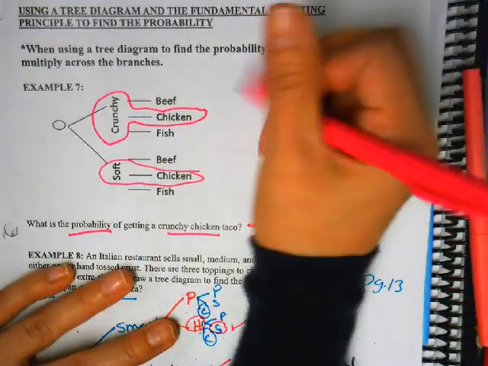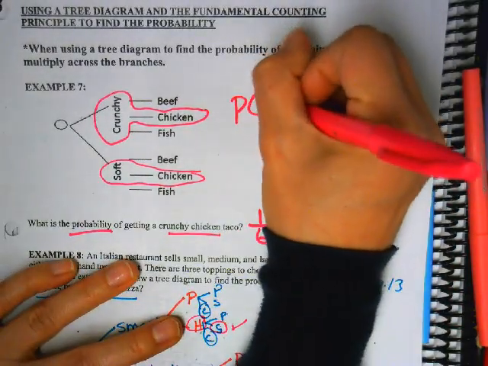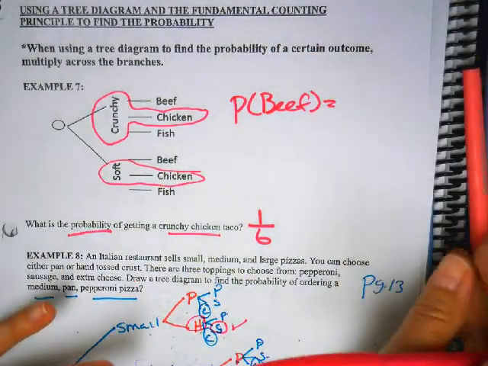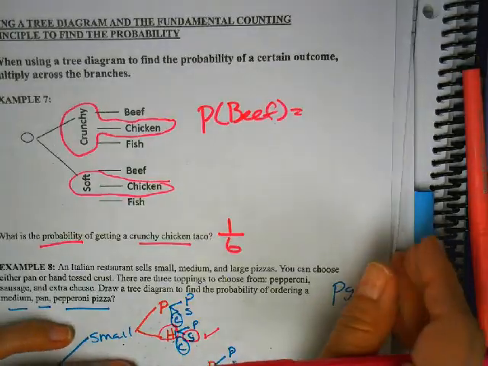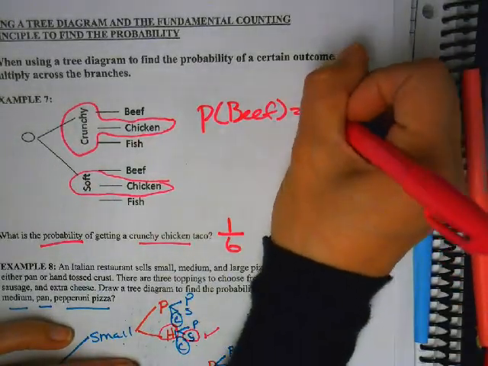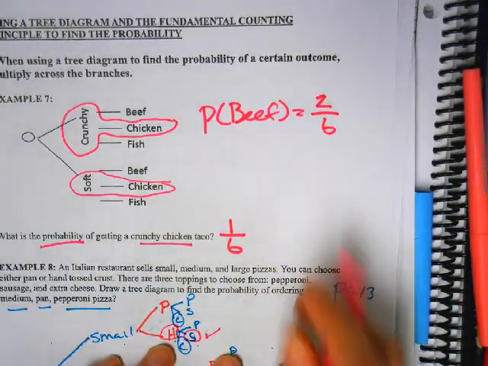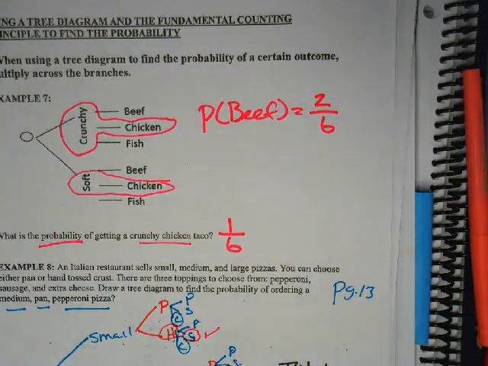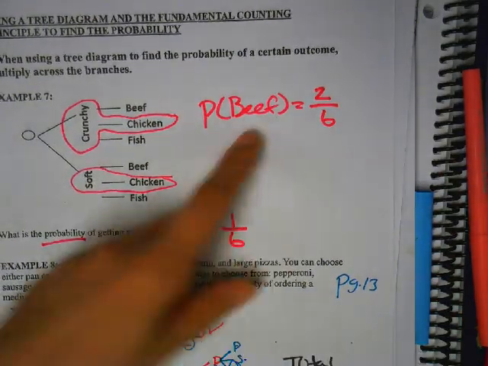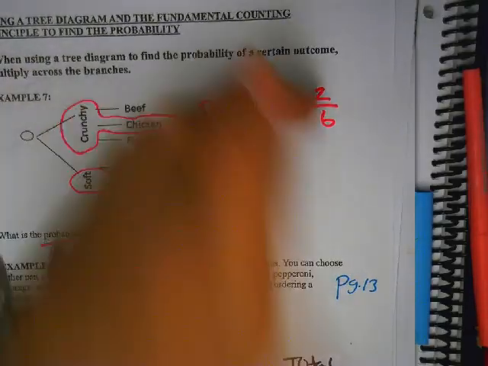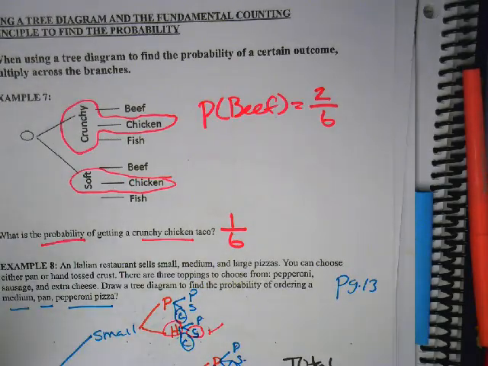Okay, what's the probability of getting a beef taco? 2 out of 6? Gotta write them as fractions, kids. You gotta write them as fractions. On the math, I don't want you to get it wrong because you didn't write it as a fraction. Beef is, there's 2 beefs. So 2 out of 6. Does that make sense? Hopefully.